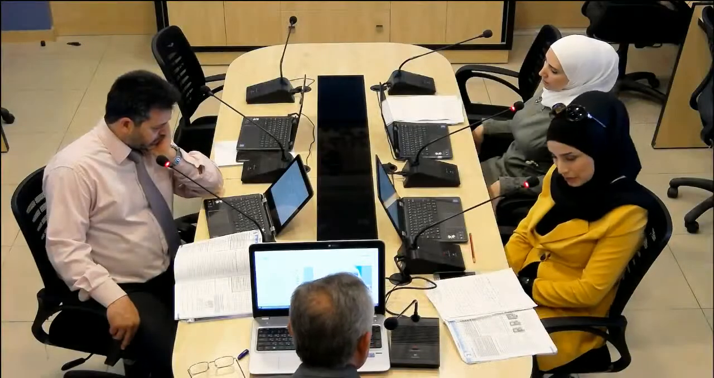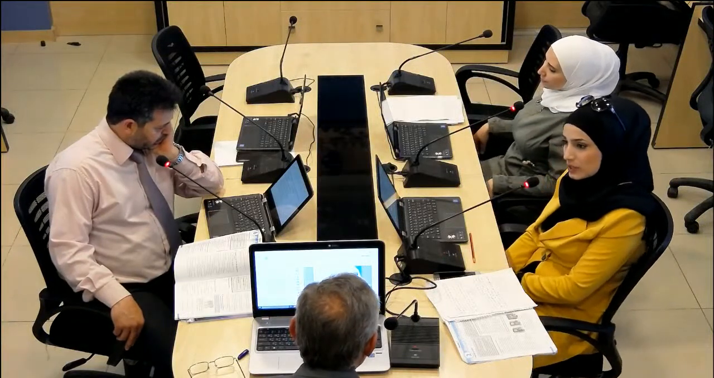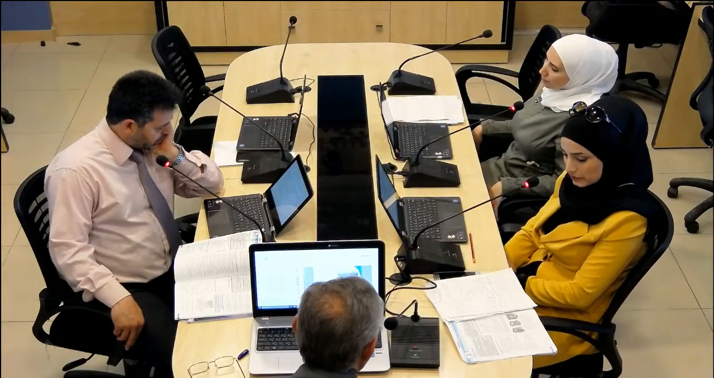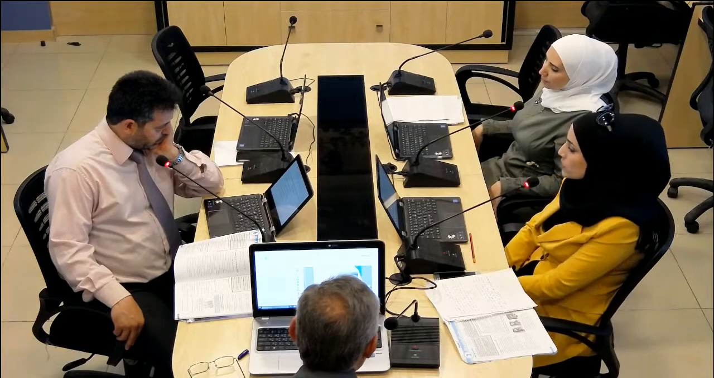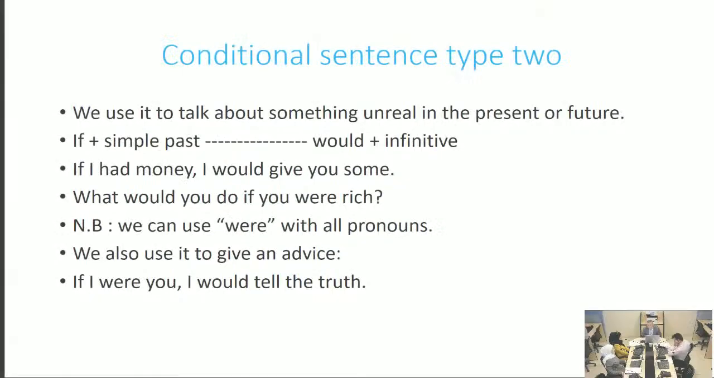Type 2. Concerning the second type of the conditional sentences, we use if plus simple past. And in the second part, we use would plus infinitive. We use it to talk about something unreal in the present or future, so it's unlikely to be fulfilled. The time is now or future, but we use the simple past to show that it is not true.